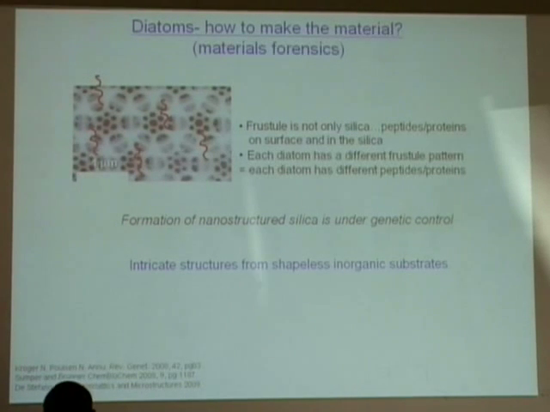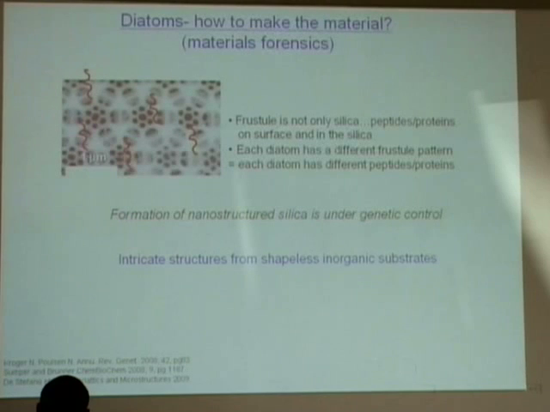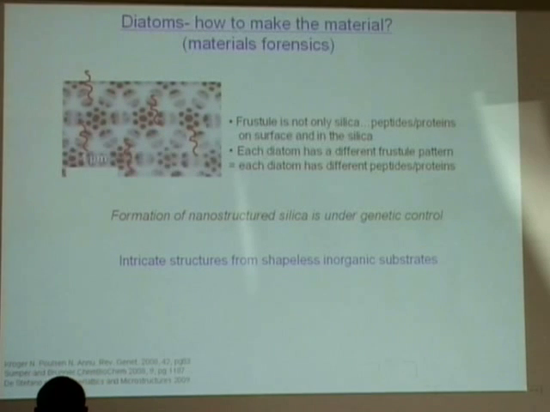And now, after years of being able to do research, they realized they were right. Very amazing things about this is that the formation of this nanostructured silica, so the formation of that glass house, is under genetic control. That diatom has the DNA that tells it how to make that material. And the cool thing is you make these really intricate glass houses that you saw out of shapeless starting material. So how do we do it?